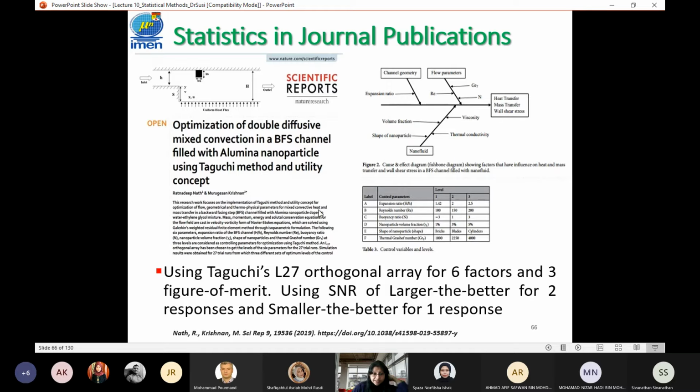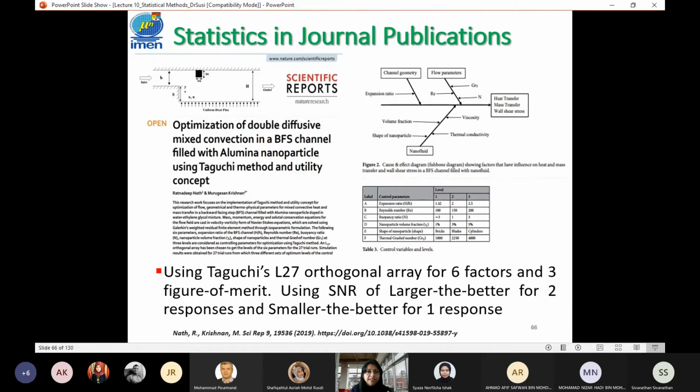In this case, the researchers use signal to noise ratio, SNR, of larger the better for two responses. They want a larger heat transfer and a larger mass transfer, but they want to reduce the stress, so they use the SNR of smaller the better. My message to you is, if you think that statistical methods are not crucial for your experimental work, that is fine.